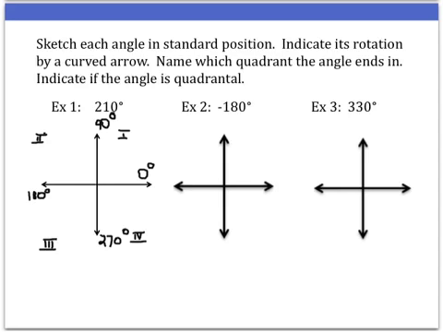Okay, now we want to sketch each angle in standard position. 210 is a positive degree measure, so we're going to go counterclockwise, and 210 is somewhere between 180 and 270. So we start by putting our initial side on, and then we follow it around to where I think 210 would be, and I think that's it. Then we'll do our terminal side, like so. Now this winds up in the third quadrant, so I'm going to write 3 for third quadrant.